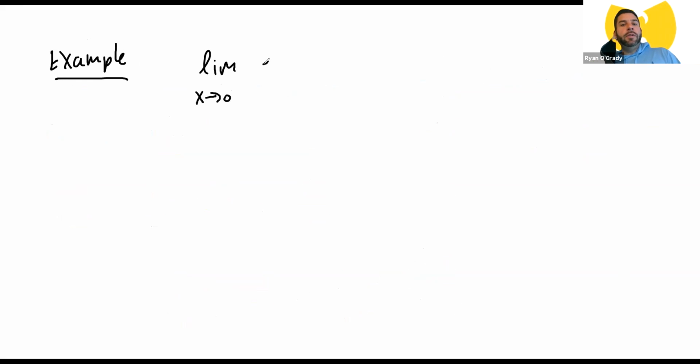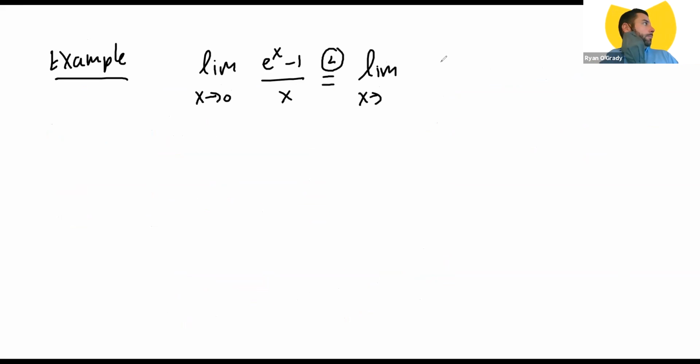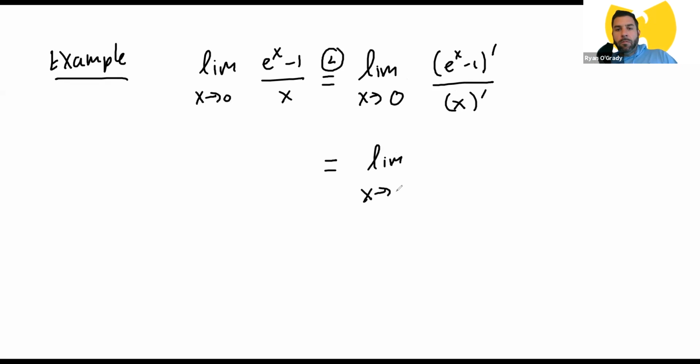So let's redo our example. The limit as x approaches 0 of e to the x minus 1 over x by L'Hopital's rule. And by the way, it's usually nice to let the person who's reading your stuff know what you're using. I am going to differentiate the numerator, and I am going to differentiate the denominator. The numerator's derivative is e to the x. The denominator's is 1.